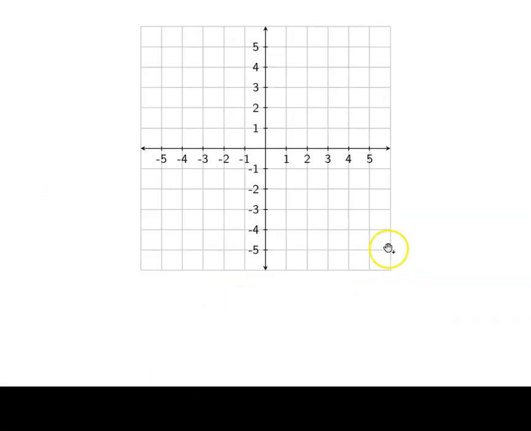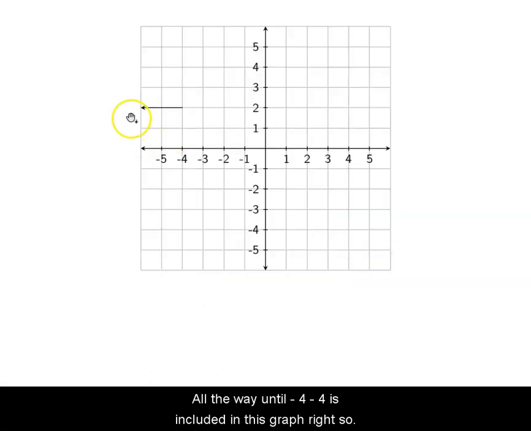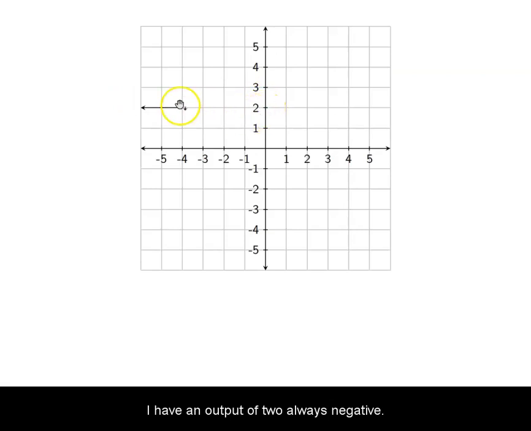So let's go ahead and graph this in pieces. First we'll graph the first part over this interval, then the next part over this interval, and so forth. So I have an output of 2 all the way until negative 4. Negative 4 is included in this graph, so I have an output of 2 all the way to negative 4. Negative 4 is included.